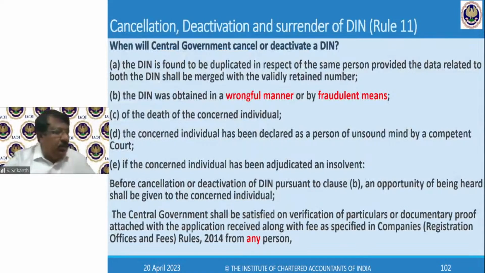In some cases, the central government may cancel or deactivate a DIN. If the DIN is found to be duplicated in respect of the same person. So in some cases, by accident, that fellow might have applied twice and both are allotted. So then they can merge the two. Or the DIN was obtained in a wrongful manner or by fraudulent means, possibly by giving false data. It is discovered later. Maybe the company committed fraud and then this guy got caught.